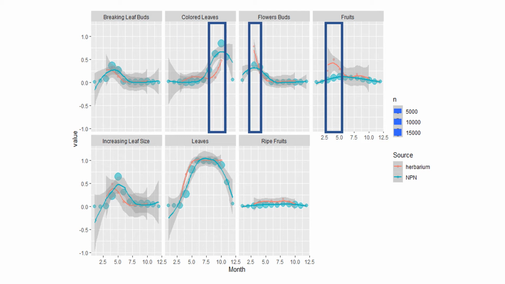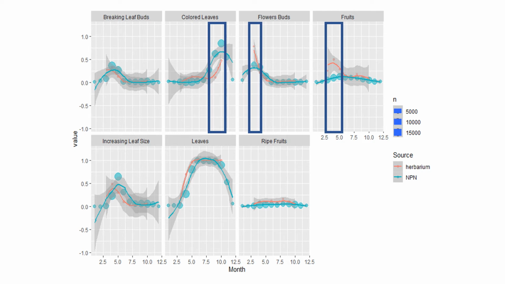And while I've highlighted some key inconsistencies in the colored leaves, the flower buds, and the fruits, we actually found that there was extremely good parity between the different observational strategies. And this gives us some strength, some oomph behind our analyses to say this is actually something useful that can be done to extend the citizen science record.